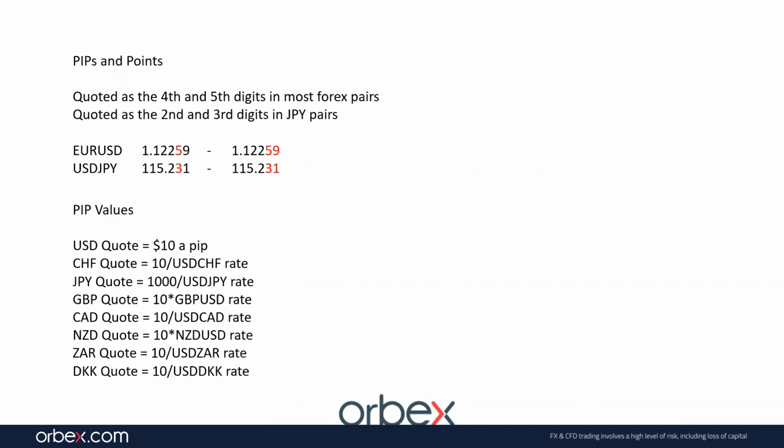That's the main reason. Pips and points, just to remember that the fourth digit on most Forex pairs is the pip, and the fifth digit is the point. So that's 59 points or 5.9 pips. And again, with yen pairs in particular, it's the second digit after the decimal point. So we've got 31 points here, or 3.1 pips. Pip values as well. You can take these calculations down.